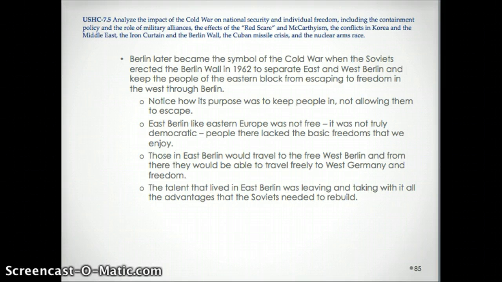East Berlin, like Eastern Europe, was not free. It was not democratic. People there lacked the basic freedoms that we enjoy. Those in East Berlin would travel to the free West Berlin, and from there they would be able to travel freely to West Germany and freedom.